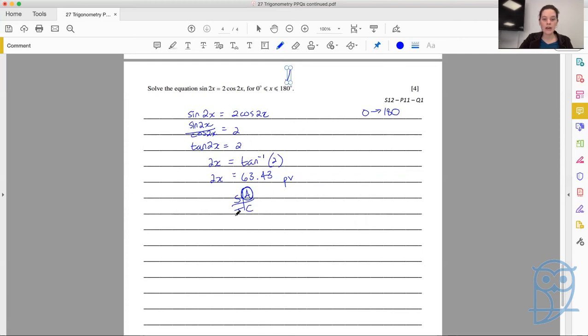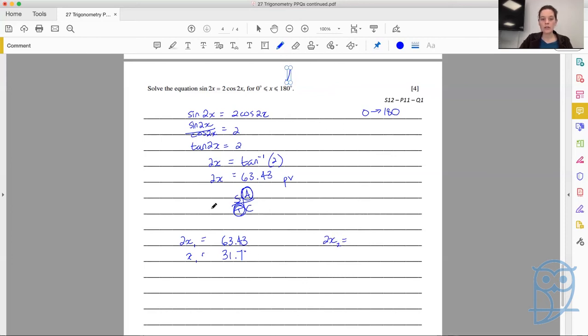So A and T. Again, you say, but we're working 0 to 180, but I remind you, when you're working with transformed trig, you always want to do all your cost solutions. So what do we get? We get 2x1 is going to equal 63.43, a quadrant PV. So x1 is going to equal 31.7 degrees.